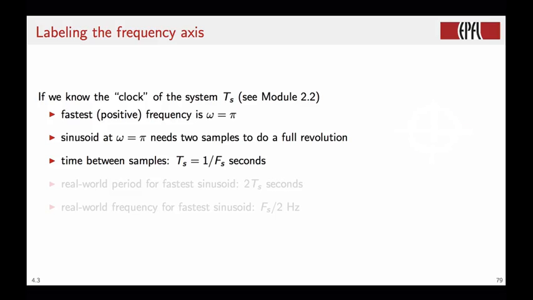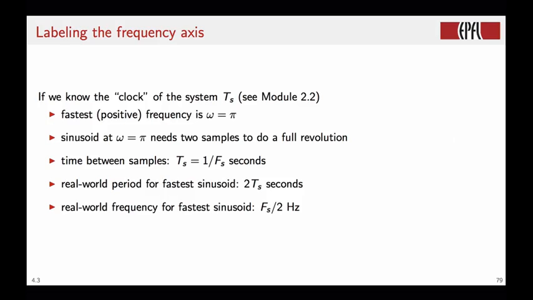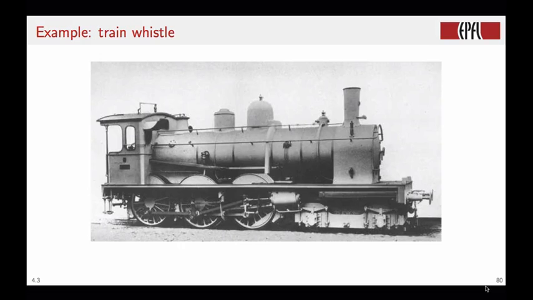Now the clock Ts can also be expressed as 1 over Fs, where Fs is the frequency of the system. This is a standard relationship between period and frequency for any system. So if the real-world period for the fastest sinusoid in a digital system is 2 times Ts, measured in seconds, the real-world frequency for the fastest sinusoid is Fs over 2. So the maximum frequency, once we've fixed the period between samples, is Fs over 2, or equivalently 1 over 2 Ts. So let's take a concrete example.